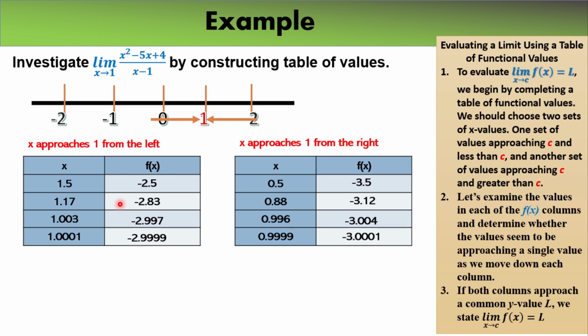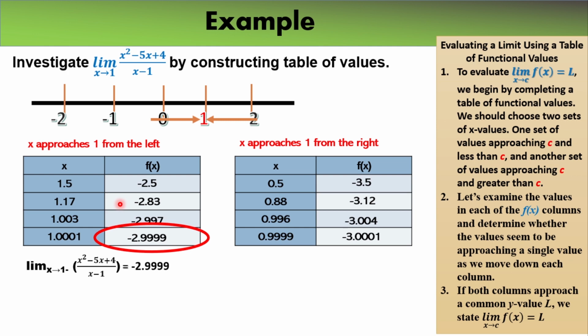So step number 2, let us now observe or examine kung saan papalapit yung value ng f of x natin. So from the left side, ang value ng f of x natin ay papalapit sa negative 2.9999 or approximately negative 3. So we can now say that our limit of x squared minus 5x plus 4 all over x minus 1 as x approaches 1 from the left is negative 2.9999 or 3.